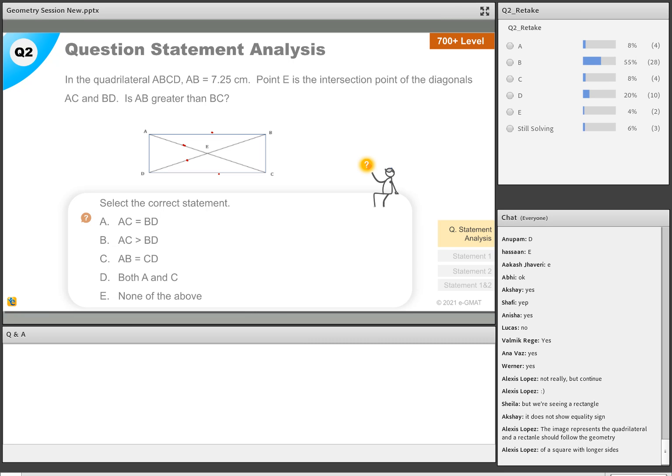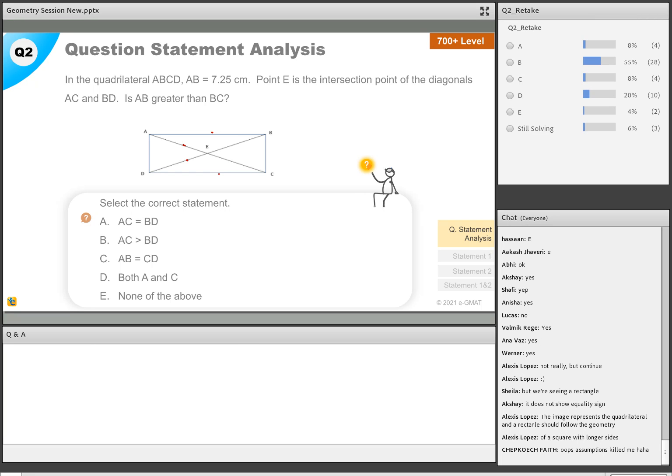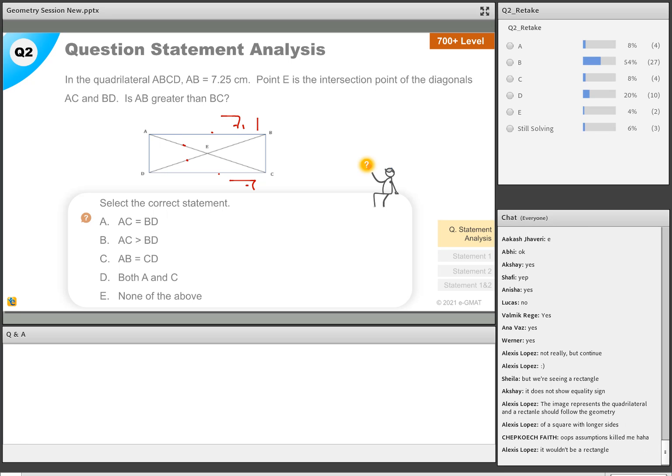Okay. The image shows a figure that looks like a rectangle. Can you differentiate between the lengths if, let's say, the length of AB is 7.1 centimeter and CD is equal to 7 centimeter? Do you think that would be differentiable? It would still look like a rectangle, correct?